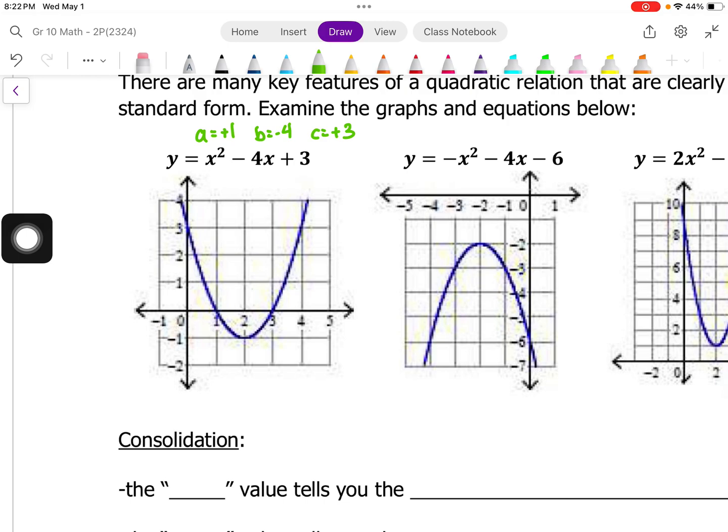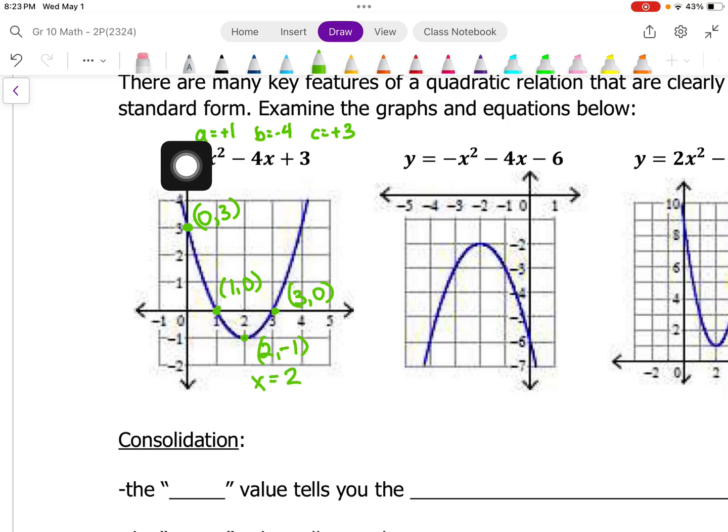So key features, we have our y-intercept here at 0, 3. We have an x-intercept at 1, 0, and another one at 3, 0. And our vertex is at 2, negative 1, and our axis of symmetry would be at x equals 2. Now there's nothing to do with a 2 over here, so this equation doesn't have anything to do with that.